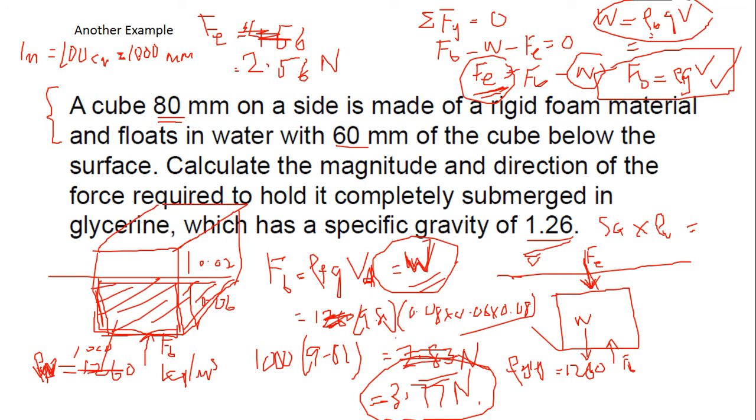Okay. And tadi siapa tanya soalan tadi? Sir, yang FB dia kan rho g V kan. Rho tu rho glycerin lah. Oh, okay, okay. Yang atas kanan ni, yang FB ni, rho FB ni. Itulah, rho buoyant force. Rho glycerin, kan? Yes. Oh, okay, okay. Thank you.